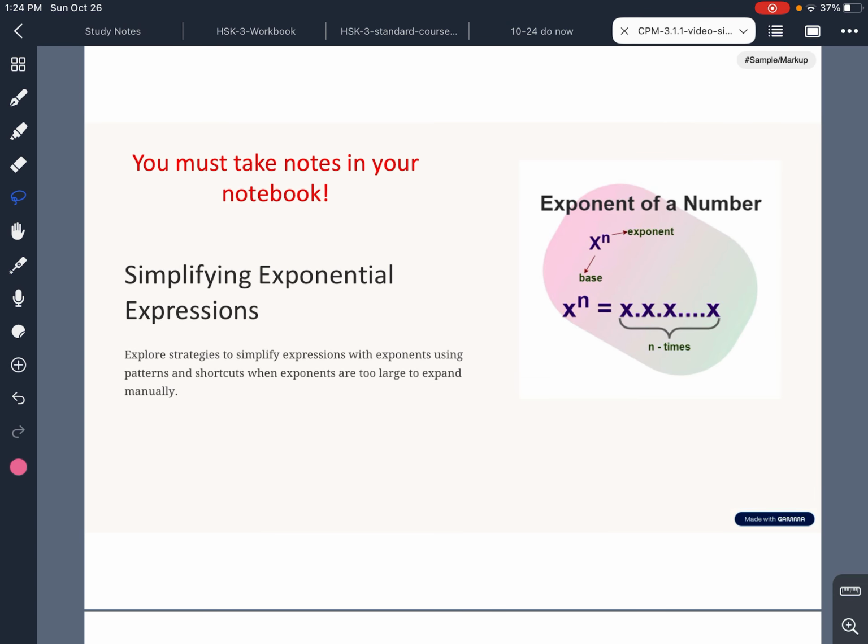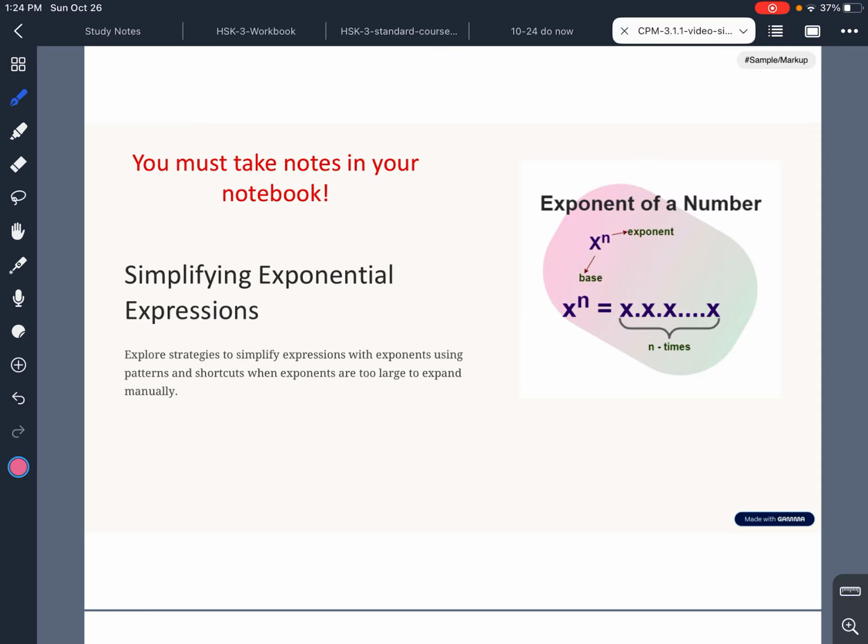Just want to go over this lesson on exponents. Some of you weren't there. Some of you may not have totally understood. So we'll go ahead and start simplifying exponents.